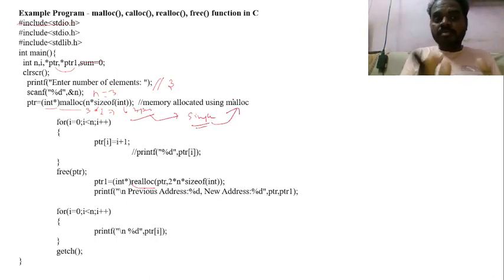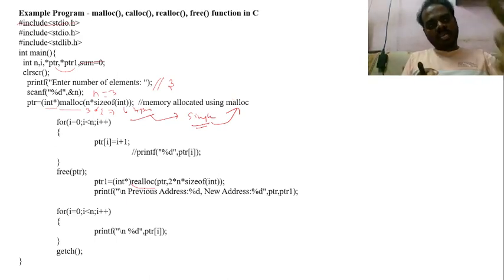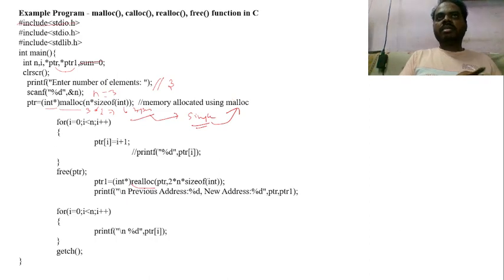Make sure of the point. See, n is nothing but 3, 3 into size of integer. Size of integer in C is 2 bytes. So 3 into 2 is 6 bytes. The 6 bytes will be allocated in a single block of memory. Why is it a single block? We are using the malloc function to allocate the memory.